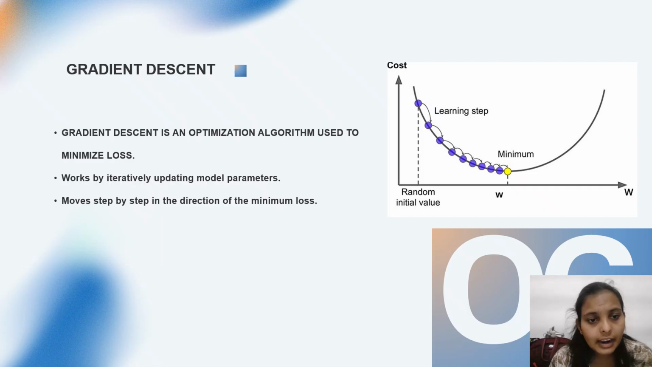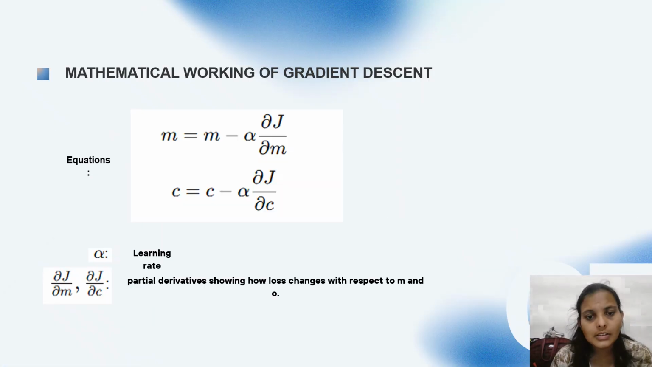It works by iteratively updating model parameters. It moves step by step in the direction of the minimum loss. So this is the mathematical working of gradient descent. These are the equations of gradient descent, where alpha is the learning rate, and these are the partial derivatives showing how loss changes with respect to m and c.